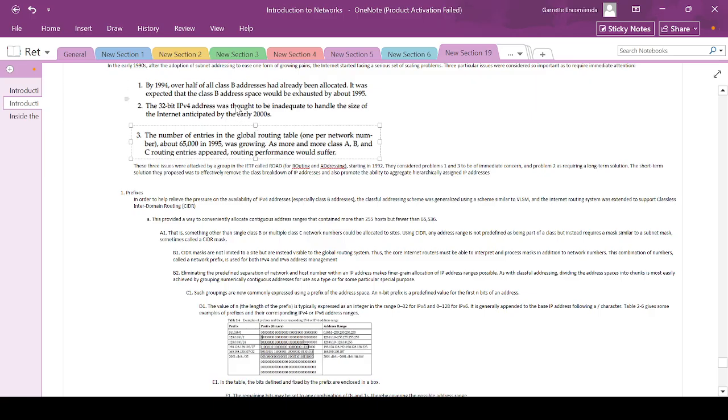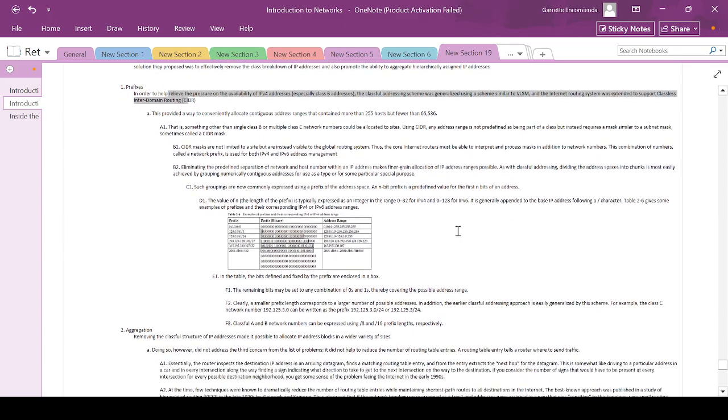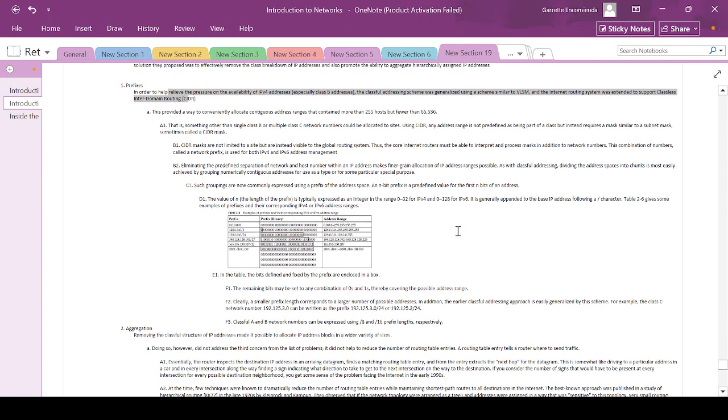which IPv6 solves. And the Class B problem will be solved by using CIDR aggregation. So in order to help relieve the pressure on the availability of IPv4 addresses, especially class B addresses, the classful addressing scheme was generalized using a scheme similar to VLSM, and the internet routing system was extended to support classless interdomain routing, or CIDR.